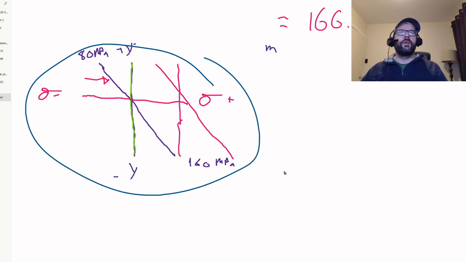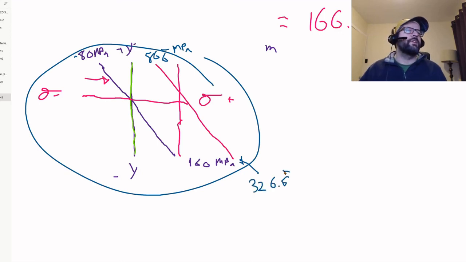So here, minus 80 plus 166. Sorry, minus 80 plus 166. That'll give us 86.6 megapascals. And then over here, we get the 160 plus the 166. So that'll be 326.6 megapascals.